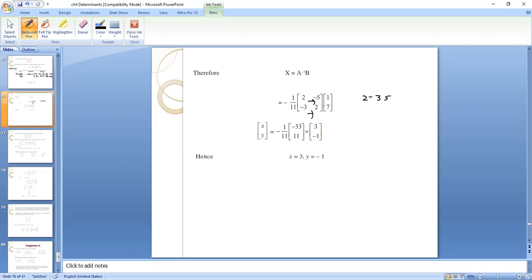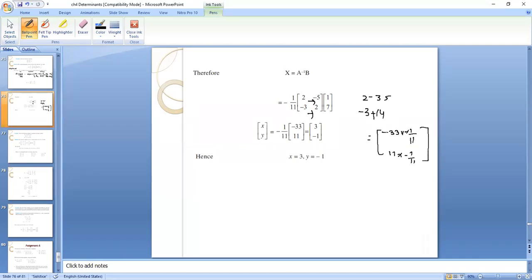Then second row, first column: minus 3 into 1 is minus 3, 7 twos are 14. Sorry, plus 14. Minus 3 plus 14 is equal to 11. Minus 1 upon 11 is outside, right? And inside it is minus 33 and 11. You will multiply minus 1 by 11 with the elements written inside the bracket. So it will be minus 33 into minus 1 by 11 and 11 into minus 1 by 11.